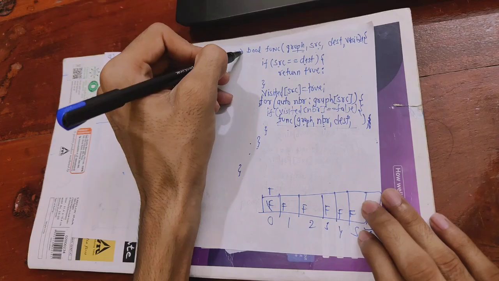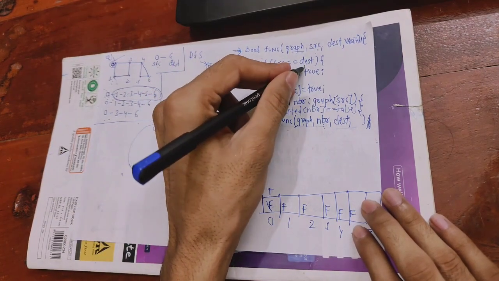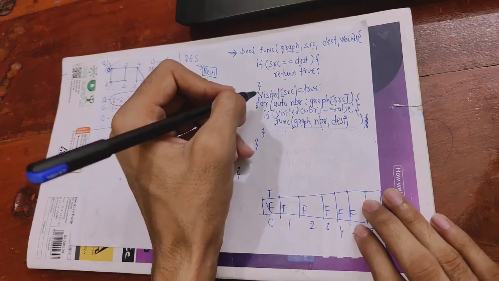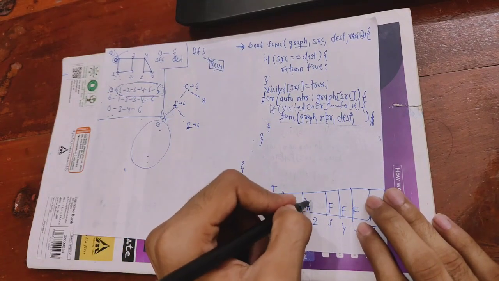Now we came again at this point. 2, we need to go to 6. 2 is not equal to 6, so this will not run. Now we marked 2 as true, so 2 as true.